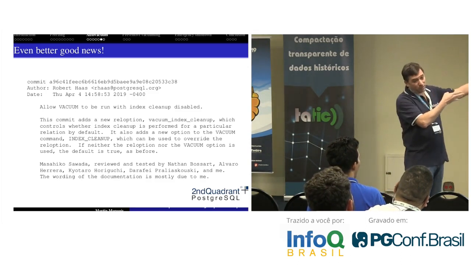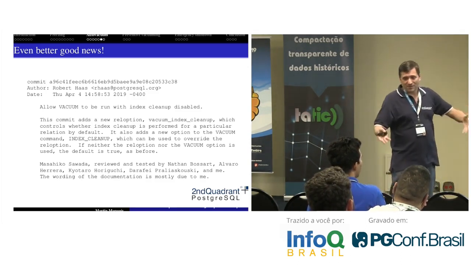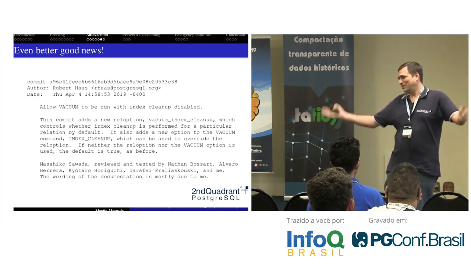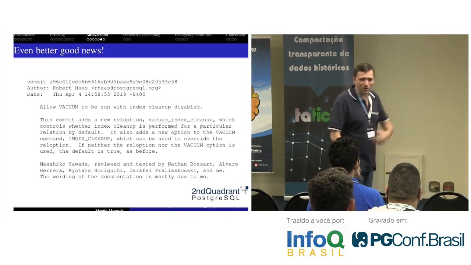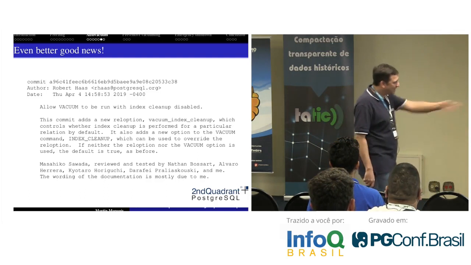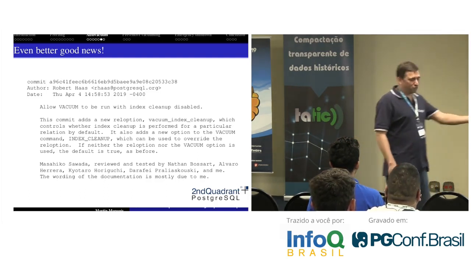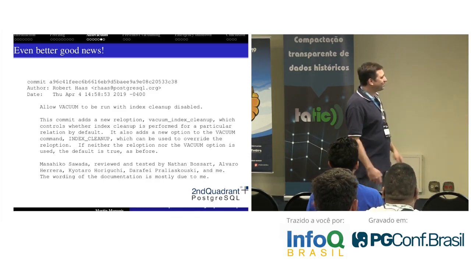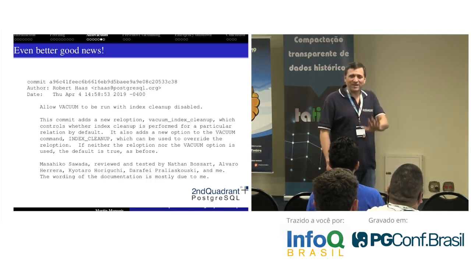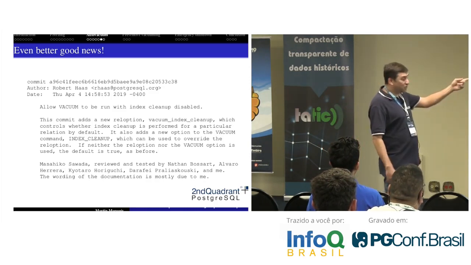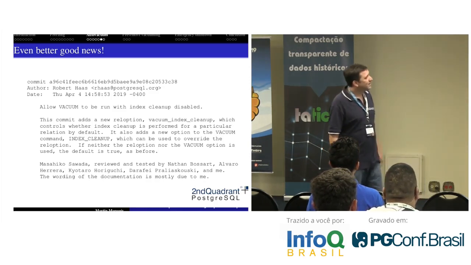So the indexes will be bloated. But we got reindex concurrently in Postgres 12, so who cares? I just rebuild the indexes, as long as I get my tables clean, unbloated, and frozen, well done. Don't take that so literally. It's not like that, but sometimes it can help. So it comes in handy.